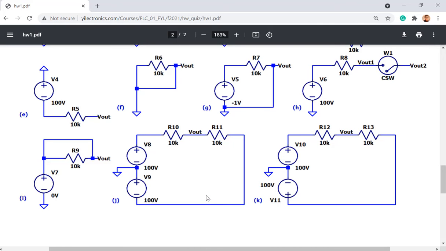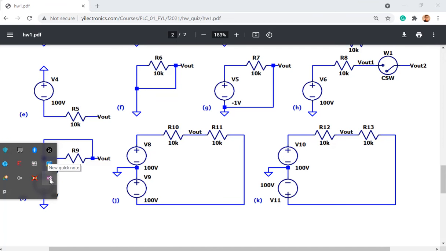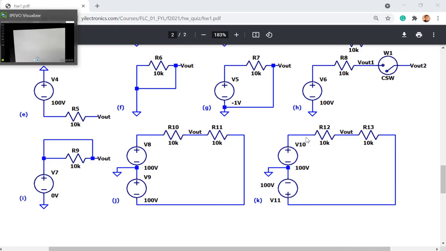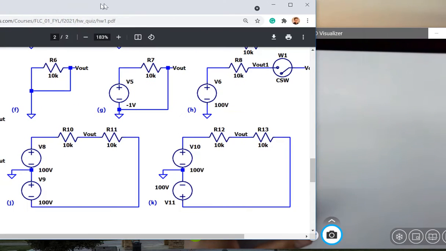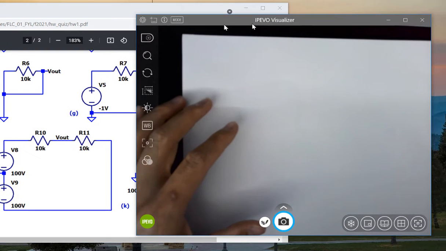So asking for VL. What's the overall voltage drop? Yeah, 200 volts. And what's the overall resistance? 20K. So you can use 200 volts divided by 20K to get a current. And so what is the current though, in this case? I'll draw it here.